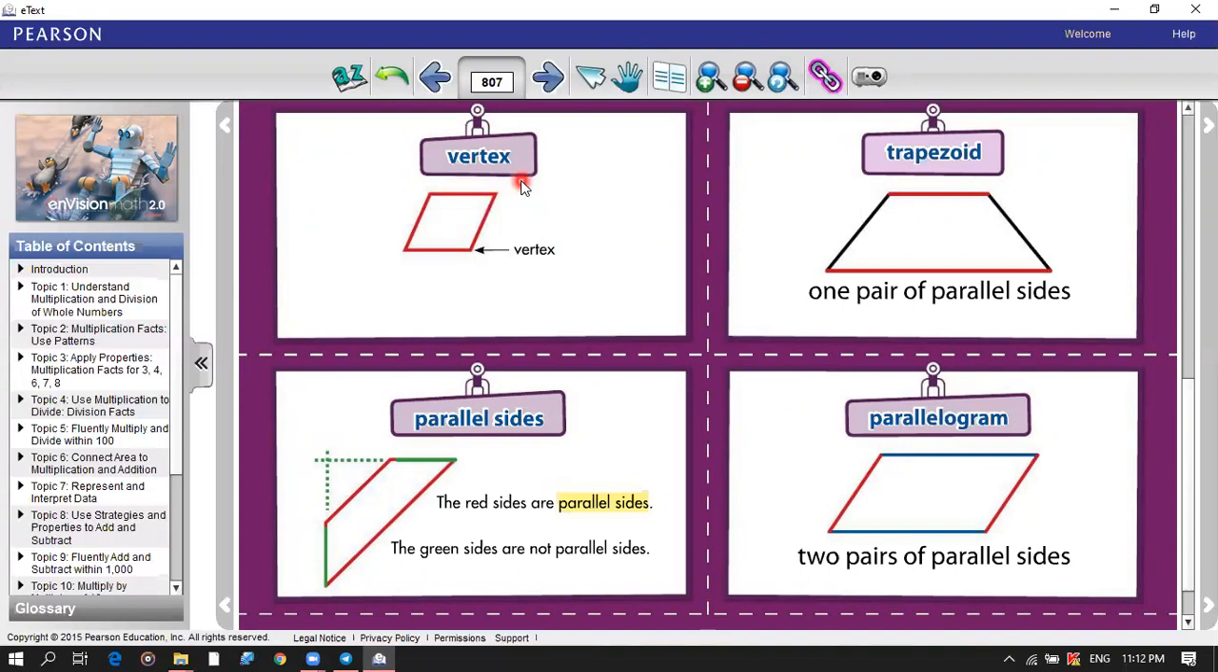Vertex. The vertex is the point where 2 sides meet. This point here is a vertex.